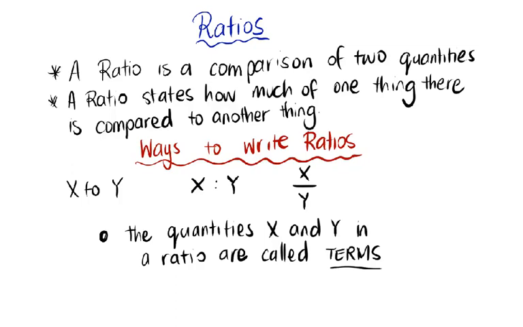Today we're looking at ratios, and a ratio is a comparison of two quantities. It states how much of one thing there is as compared to another. There are three different ways to write ratios. The first one is to write x with the word "to" y. Another way to write it is x, two dots, y, and the last way is as a fraction where x is always the numerator over y. The quantities of x and y are also known as terms in ratios, and they describe the two quantities that we are comparing.